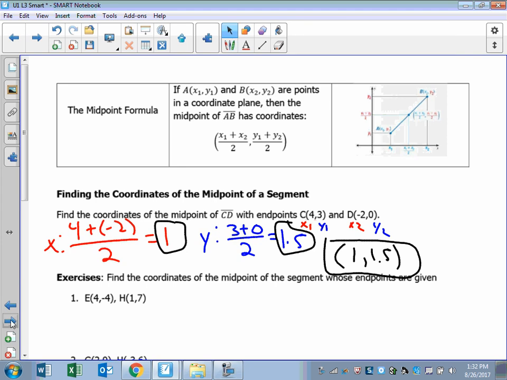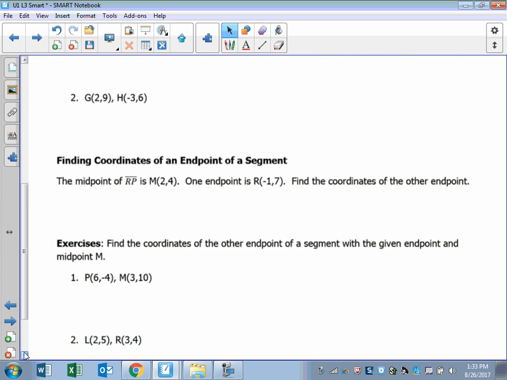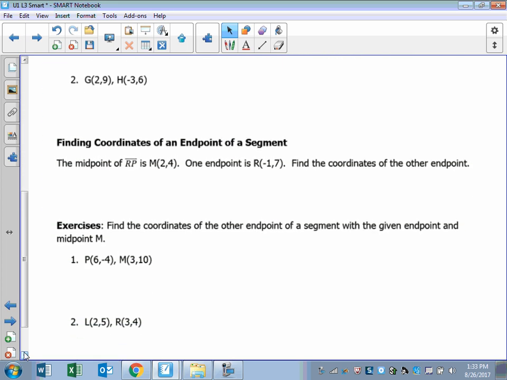So either quickly right now, if you want to pause the video, take a second, complete these exercises, or you can wait till we're done with the whole thing and you can go back and do it at the end. But I'm going to move on to something a little more complicated because it has another step.